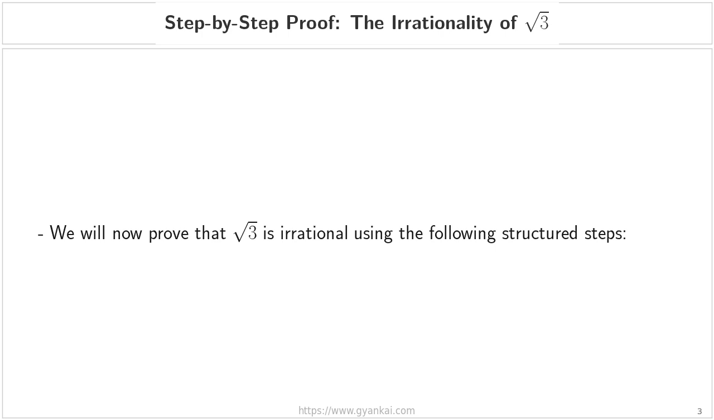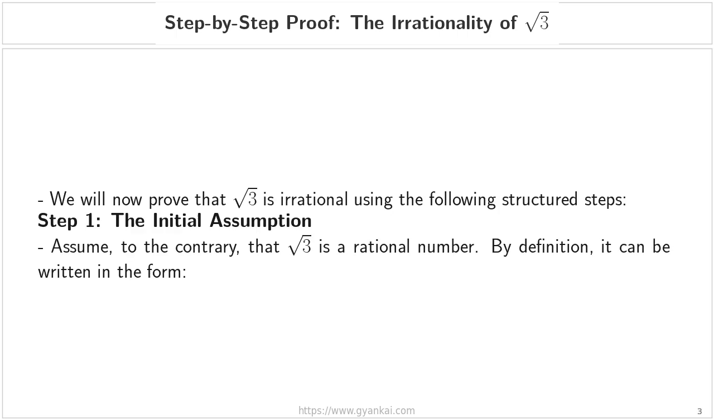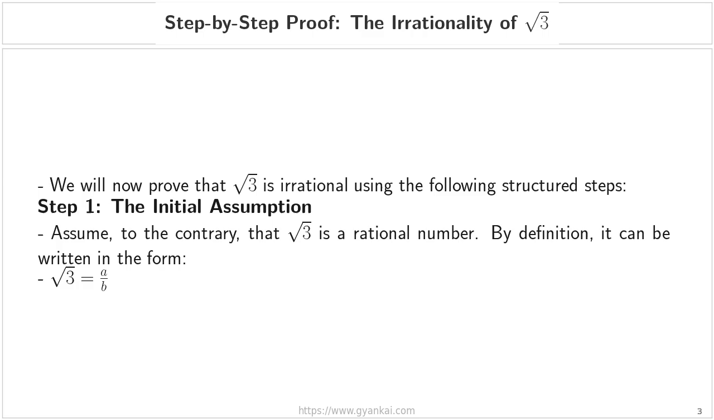Now that we have established our detective mindset, let's move into the actual algebraic work. We are going to prove that the square root of 3 is irrational by following a very specific, structured sequence of steps. Our first step is what we call the initial assumption. In a proof by contradiction, we start by assuming the exact opposite of what we want to prove. So, we will assume, to the contrary, that the square root of 3 is actually a rational number. Now, if it is a rational number, then by definition, we must be able to express it as a fraction. We'll write this as the square root of 3 equals a over b.